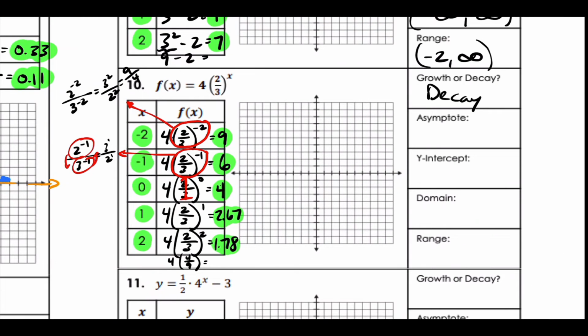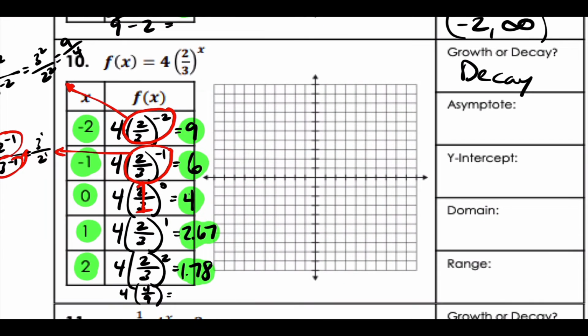Okay, so let me go make dots. We already kind of know what it's going to look like. We know it's going to be decay. We said that earlier. We're just verifying it. So let's start. Negative 2, 9. Left 2, up 9. Negative 1, 6. 1, 2, 3, 4, 5, 6. 0, 4. 1, 2, 3, 4. 1, 2, a little over 2, not quite 3. And then the last one is a little over 1, almost 2.